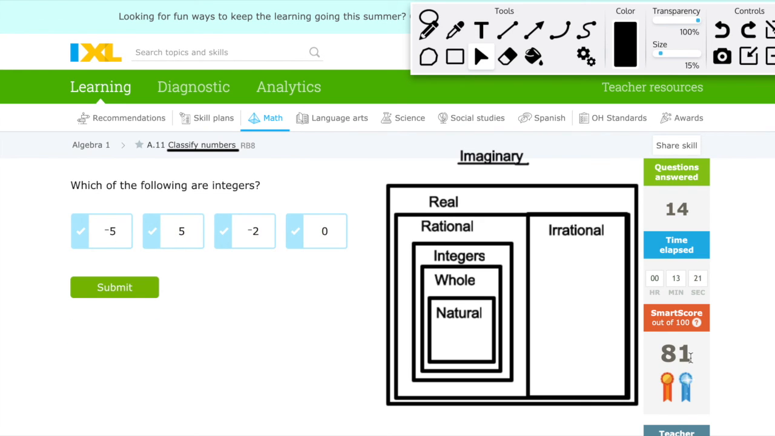Awesome, so that makes it to 81. Alright, so hopefully that helped. My guess is this A11 IXL is going to be one that we're going through at the start of an Algebra 1 class. So hopefully it helped.